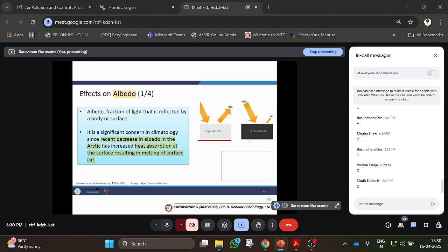Here you can see high albedo. Black surfaces have low albedo, meaning less reflection. Materials having good reflective property are good for reducing air pollution effects.